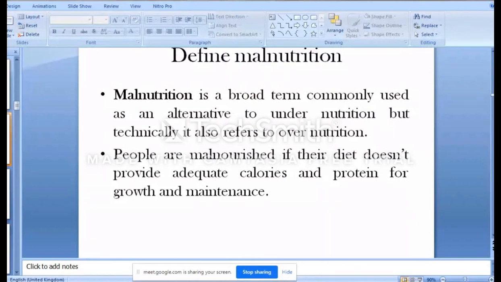So loosely defined, the term malnutrition commonly is used as an alternative to undernutrition, but technically it also refers to overnutrition. So anytime you talk about malnutrition, people think of undernutrition. People are malnourished if the diet doesn't provide adequate calories and protein for growth and maintenance. This is irrespective of whether you have too much or too little. The body isn't taking from the pool whatever it needs for its normal sustenance.